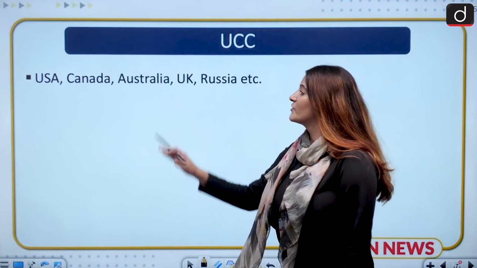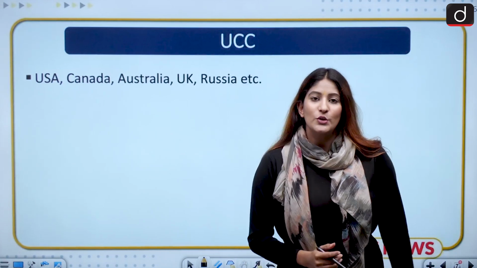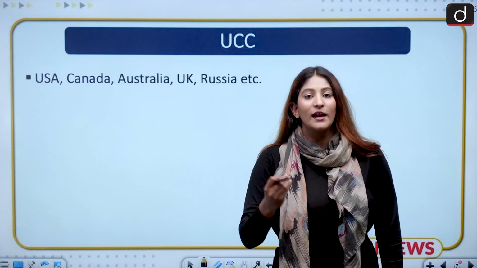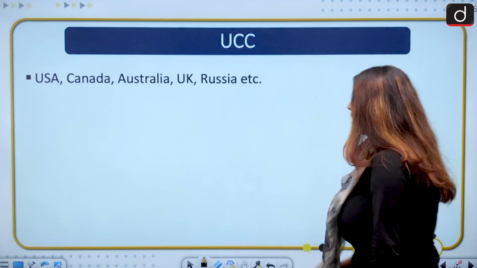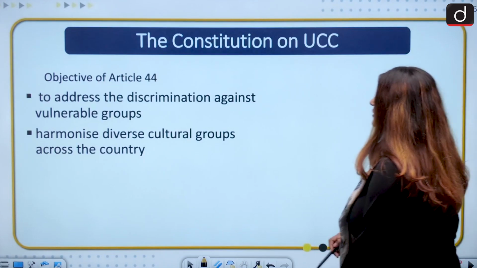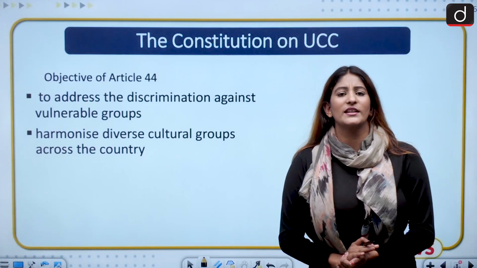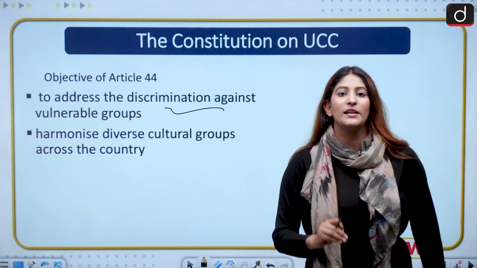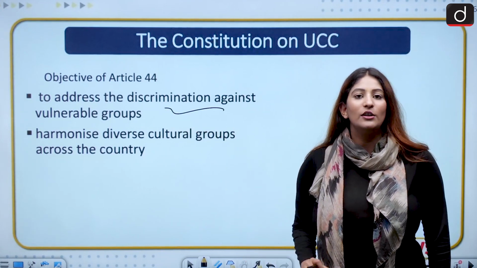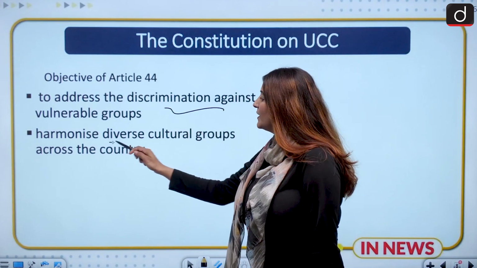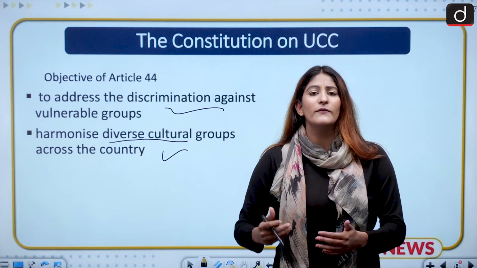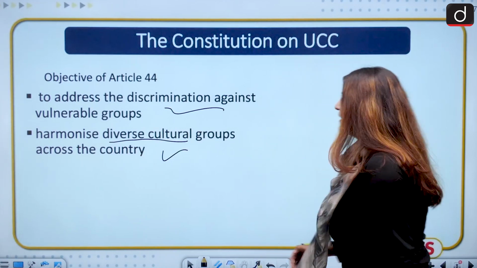Let us move on and talk about the countries where Uniform Civil Code is in practice. Many developed countries such as USA, Canada, Australia, UK and Russia have implemented Uniform Civil Code in order to ensure cultural and social homogeneity. Moving on, let us talk about the objectives of Article 44. The objective is very simple. First, to address the discrimination against vulnerable groups, that can be women and the lower strata of society. Second, to harmonize diverse cultural groups across the country so that no sense of discrimination prevails.